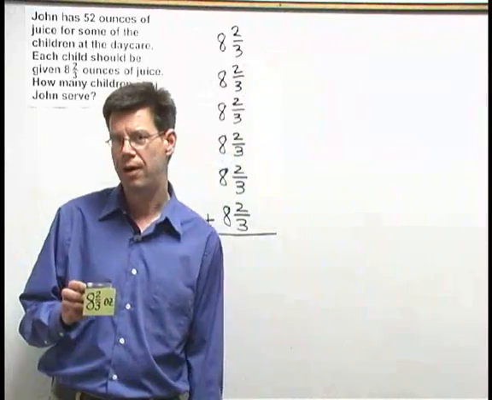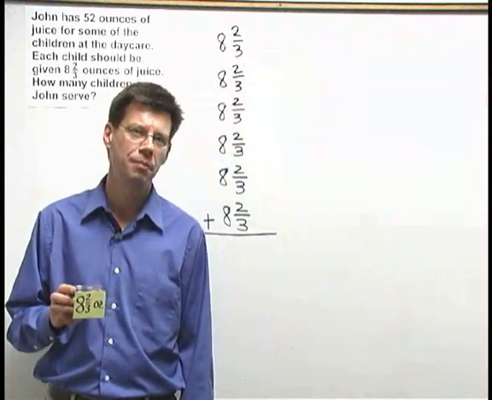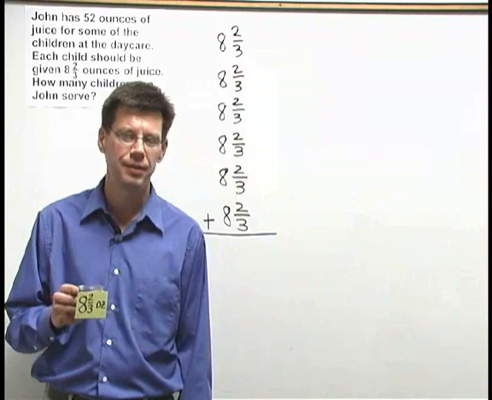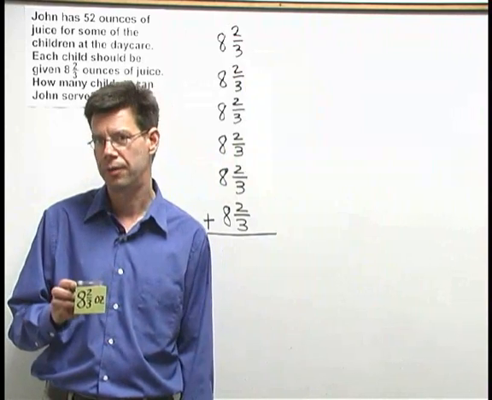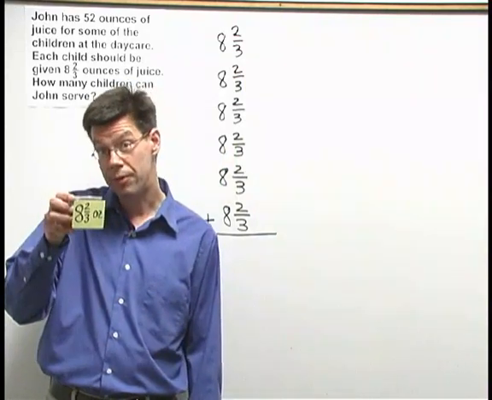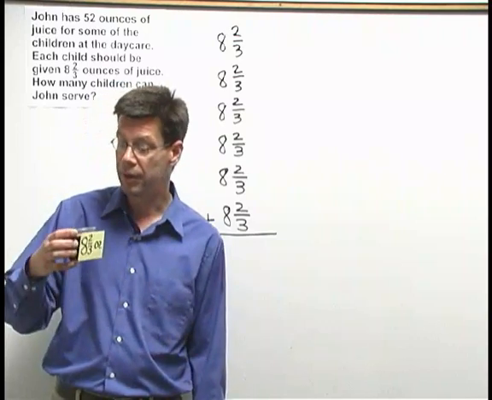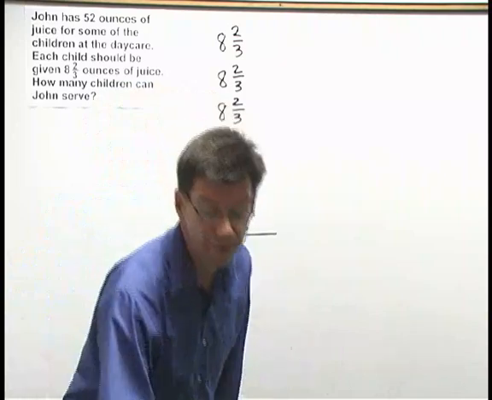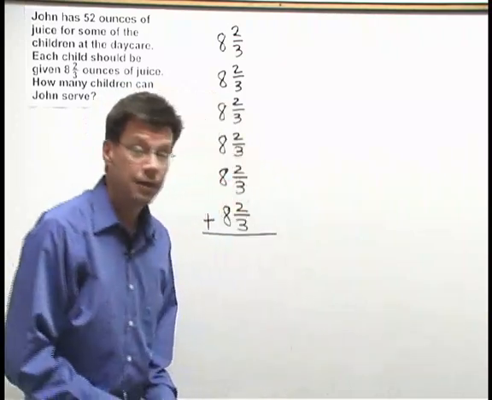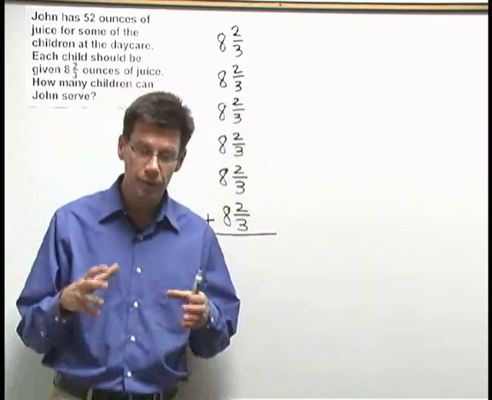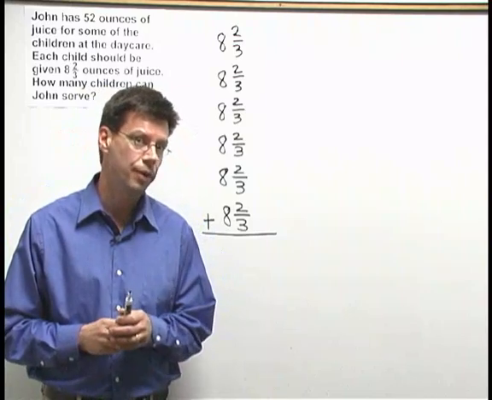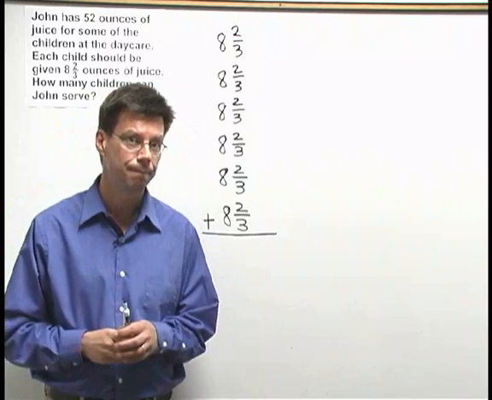Now we're done with the problem, but I want to look a little bit more at how the quantities in this problem are related to each other. 8 2/3 ounces was how much 1 cup of juice holds. I better not drink any of this, we got to save it for the children. And 52 ounces was the total amount of juice we started out with in that container at the beginning.